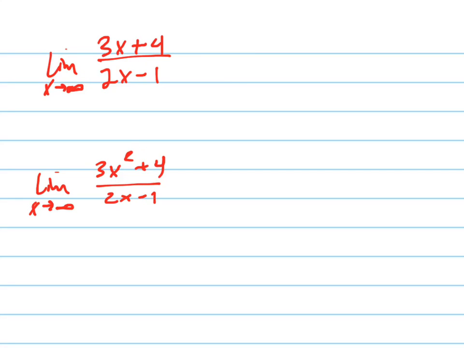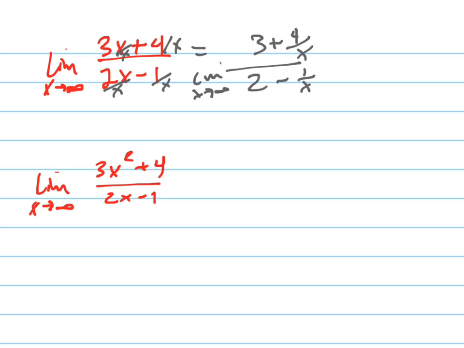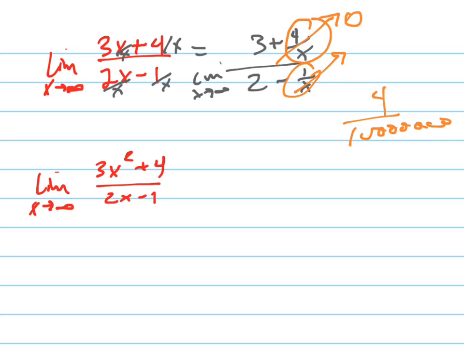Here's the reason why. If you imagine this right here, if I divided every single thing by x, what are you going to get? You'll get 3 plus 4 over x, all over 2 minus 1 over x. And what's the limit as x goes to infinity of that? Well, what's 4 over a billion? It's really close to what? Zero. So as x gets bigger and bigger and bigger, these things go to zero, which means the whole thing goes to 3 over 2. That's the reason that happens.